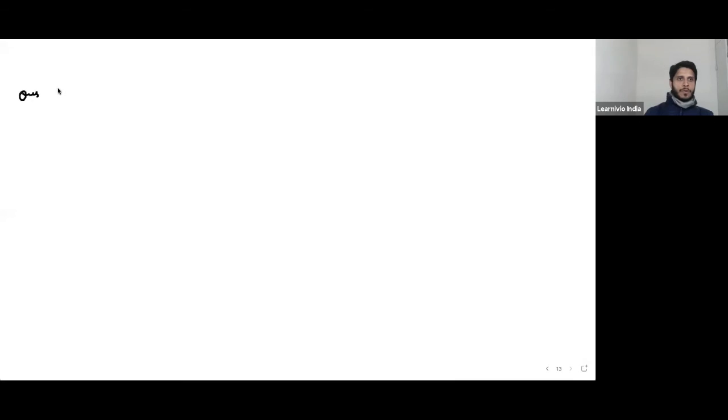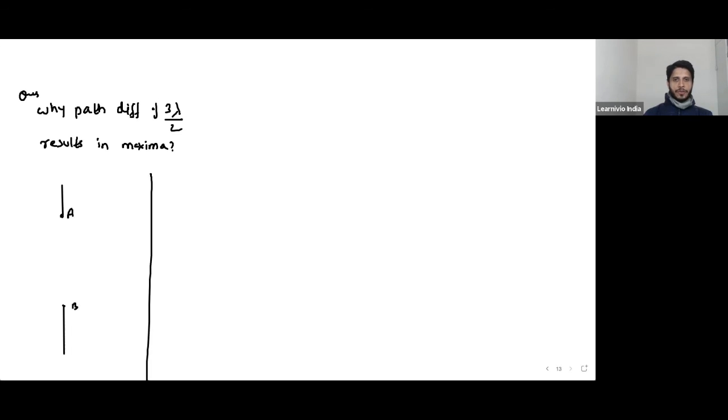The next question is why a path difference of 3 lambda by 2 results in maximum. So this is the slit. The waves coming from point A and point B will have a path difference of 3 lambda by 2.